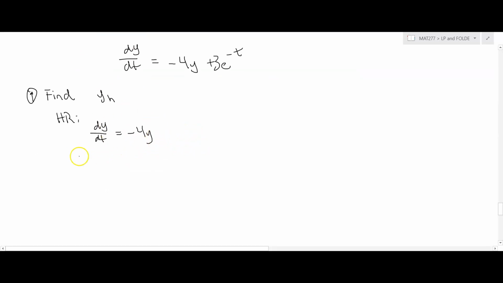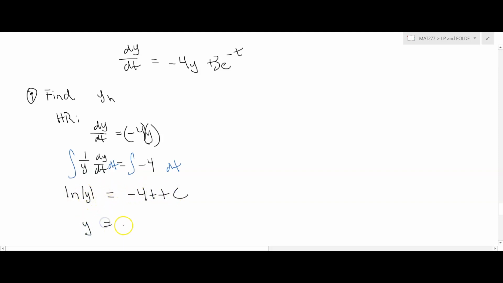So by separation of variables, I see the two factors here are negative 4 and y, so I'll divide the y over and leave this as negative 4. I'll integrate both sides with respect to t. That leaves me with the natural log of y equals negative 4t plus c. Now if I exponentiate, I'll get y equals e to the negative 4t plus c, which we could use the properties of exponents to break up like that. So that right there is what we're calling y sub h.